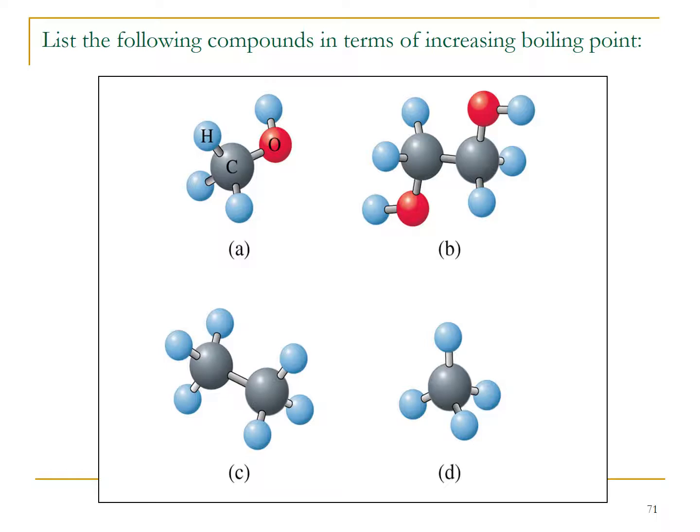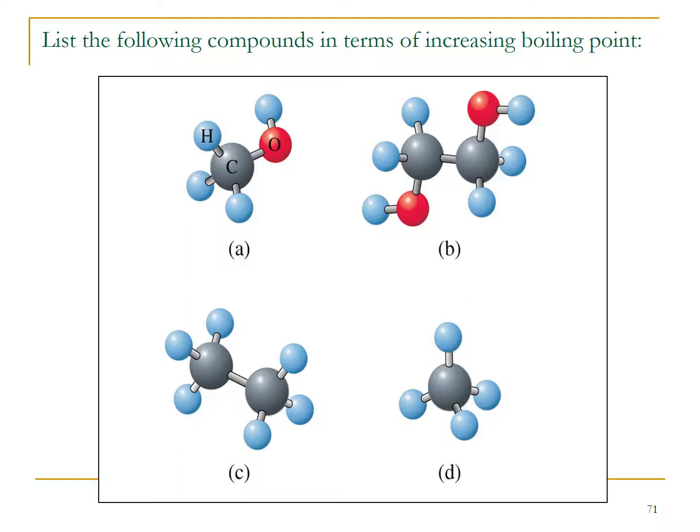The dark blackish gray is carbon, the little blue ones are hydrogen, and the red ones are oxygen. So the first thing you should notice is that if there's an oxygen and a hydrogen bond, that's hydrogen bonding. So A has hydrogen bonding. B actually has even more hydrogen bonding because there are two OHs. C is all nonpolar because a carbon-hydrogen bond is nonpolar. And then D is actually also nonpolar because that's just carbon-hydrogen bonds.